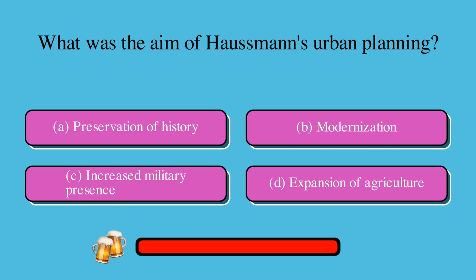What was the aim of Haussmann's urban planning? Is it A. Preservation of history, B. Modernization, C. Increased military presence, or D. Expansion of agriculture? The correct answer is B. Modernization.